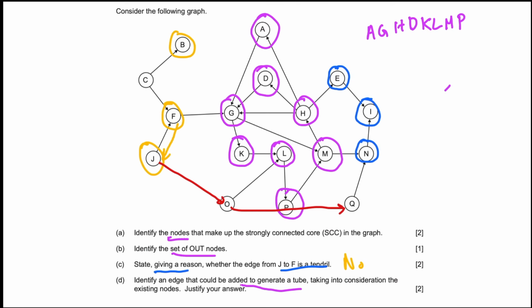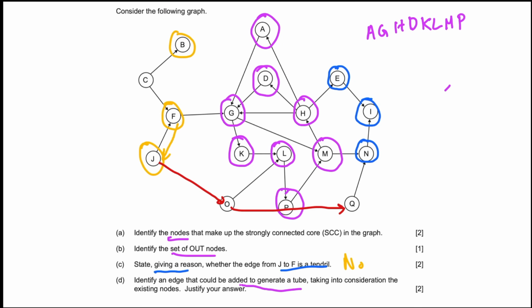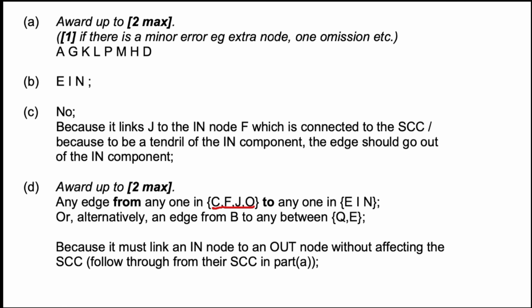That could link into the out nodes. I wonder what the answers say with that one. Okay, so it could be CFJO. Wait, is that really the answer? That's the answer. So any edge from one, so any of these to any of these.